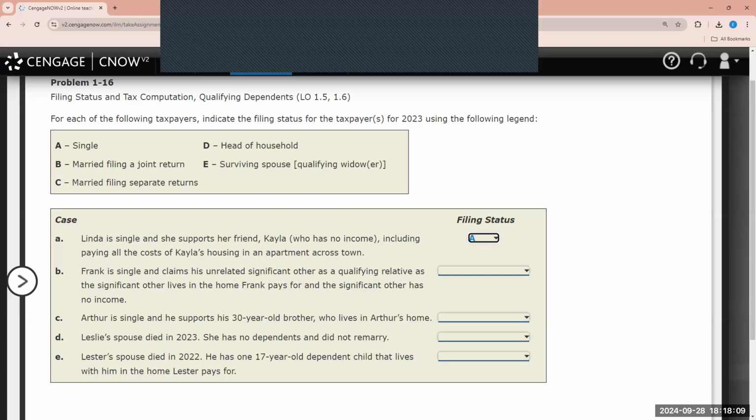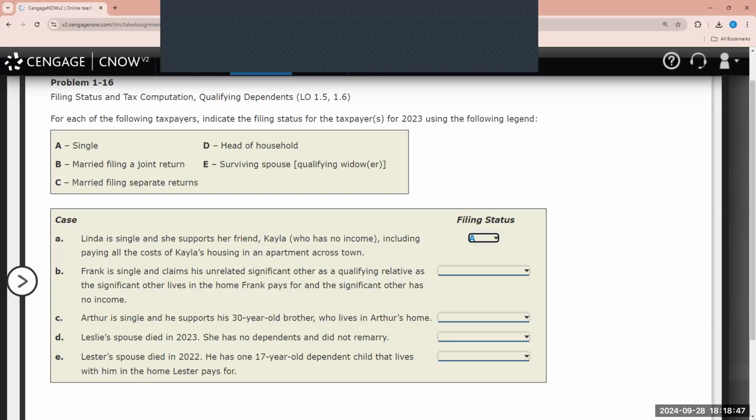There must be a domicile or an abode test. And that simply means that the potential qualifying child must have the same principal place of abode. They must live there for more than half of the taxable year. The third test is the age test for a qualifying child. The qualifying child should be under the age of 19 or a full-time student under the age of 24. And then lastly, the self-support test. A potential qualifying child should essentially receive more than half of their support from the taxpayer.